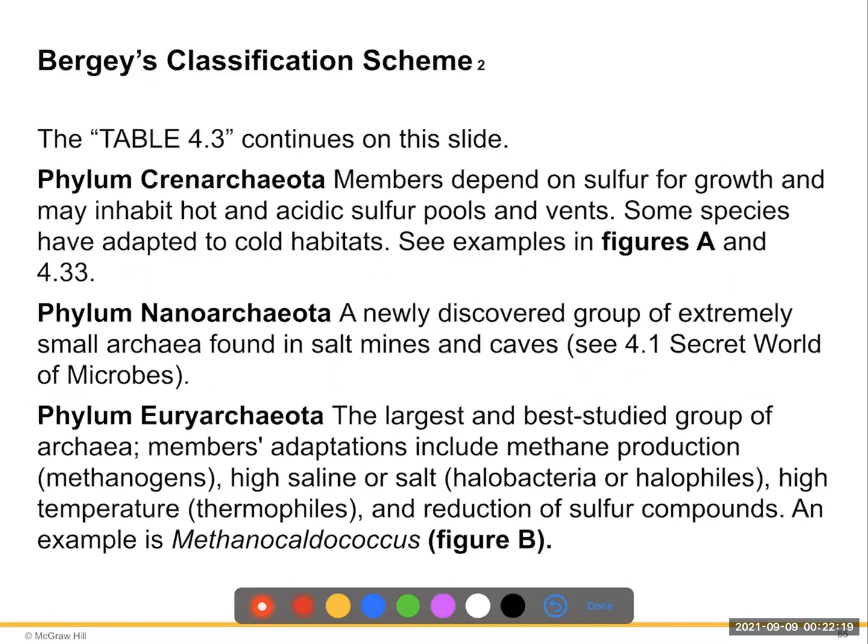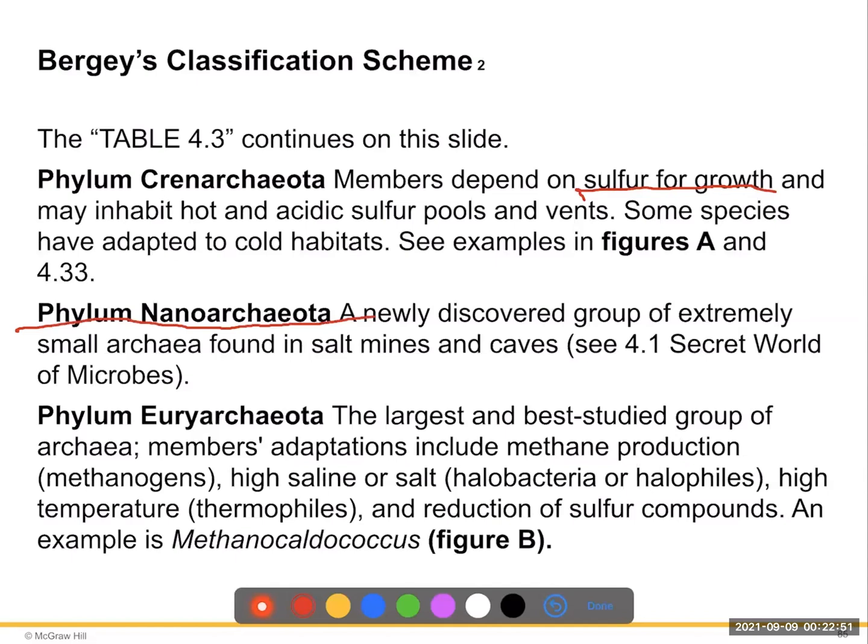Phylum Crenarchaeota. Members depend on sulfur for growth, not oxygen. They may inhabit hot and acidic sulfur pools and vents. Some species have adapted to cold habitats. Phylum Nanoarchaeota is a very newly discovered group, extremely small archaea found in salt mines and caves. They're all over the place.